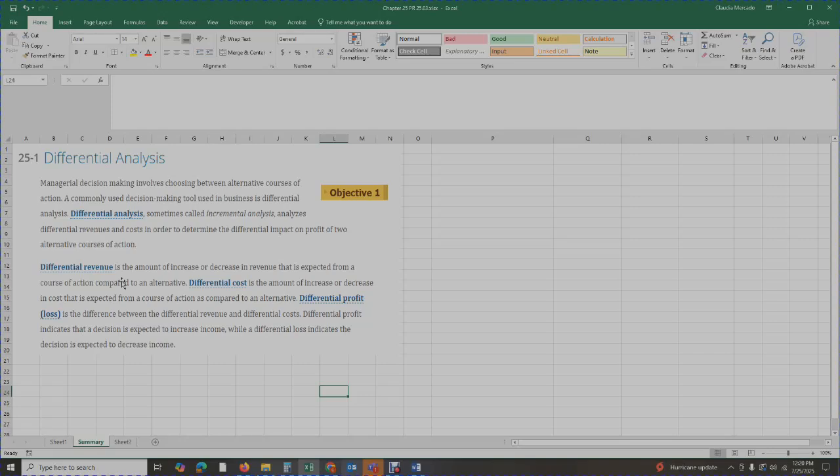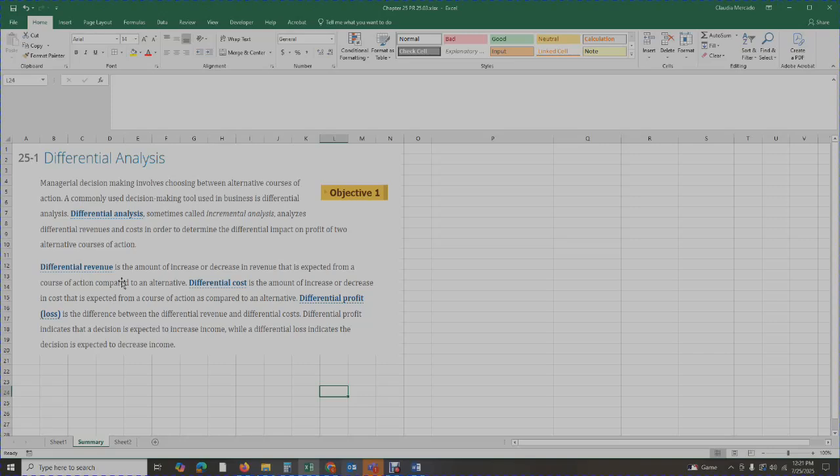Now, differential revenue is the amount of increase or decrease in revenue that is expected from a course of action. So there's something that we're going to be doing, maybe pushing a specific product, investing in a specific campaign. How would that yield an effect on the products? Okay. Differential cost is the amount of increase or decrease in the cost that is expected from a course of action as compared to an alternative. Okay. Then we have the differential profit or loss, and this is the difference between the differential revenue and the differential cost. Okay. So the differential profit indicates that a decision is expected to increase income, while a differential loss indicates that the decision is expected to decrease your income.